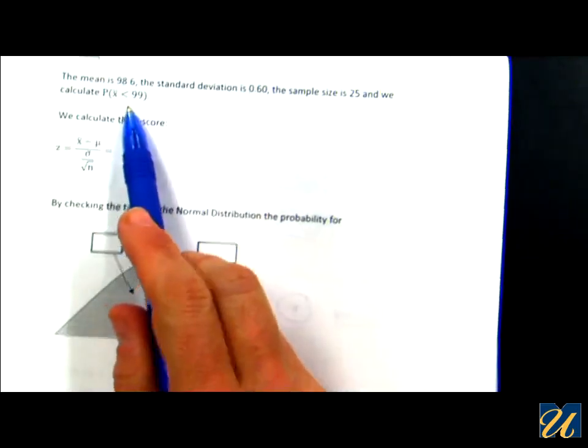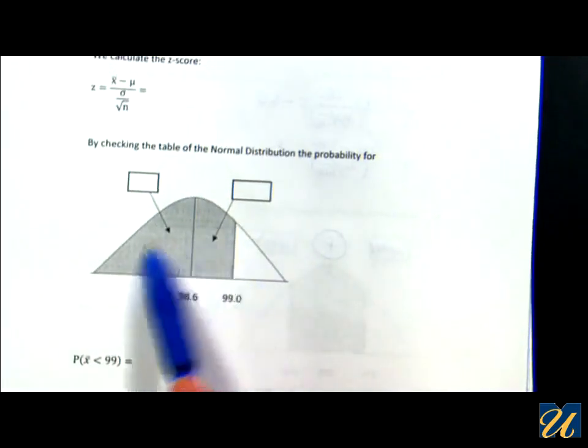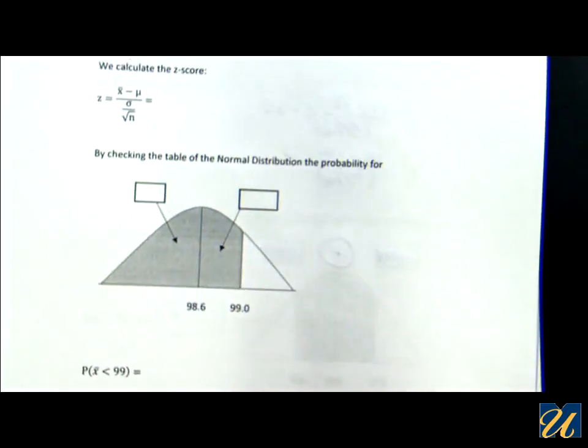The body temperature of adults is normally distributed with a mean of 98.6 degrees Fahrenheit and a standard deviation of 0.6 degrees Fahrenheit. If 25 adults are randomly selected, find the probability that the mean body temperature is less than 99 degrees Fahrenheit. So the mean is 98.6, standard deviation 0.6, n is equal to 25. This is the probability I'm looking for. This is the area based on what I have that I need to find.